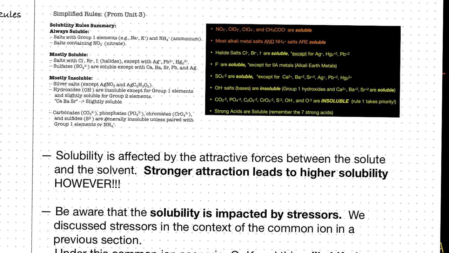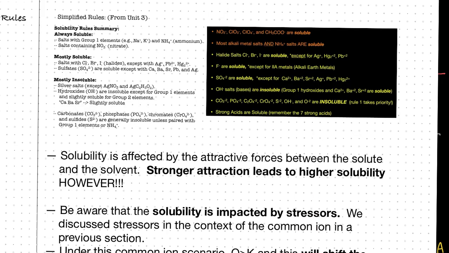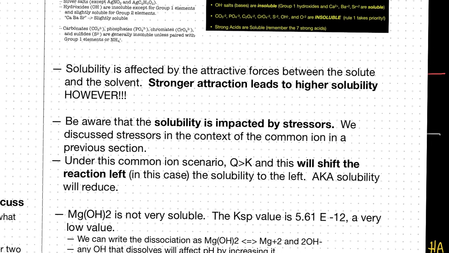We also saw in Unit 7 the idea that there were some stressors, like if there was a common ion. And so if you look at the notes that I'm referring to here, let me move this up a bit. I'm referring to this section of the notes, the common ion. In that section, remember, if you have a dissociation where one of the compounds is leading to an ion, and you have another compound dissociation that's leading to the formation of an ion that is common to the first, we have a common ion scenario.